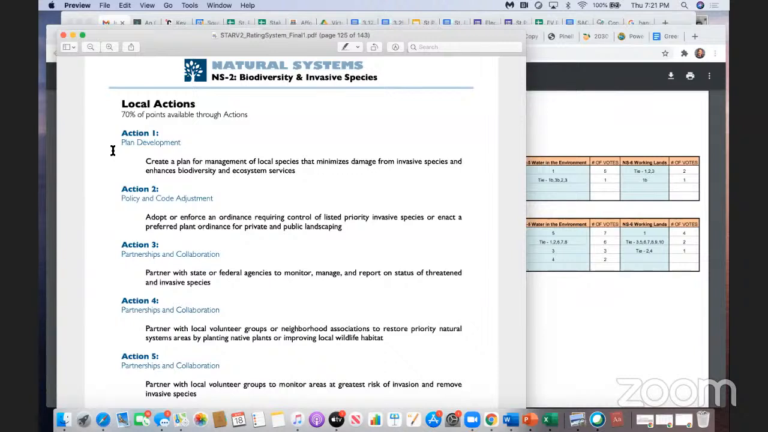Also, item number 2 received 7 votes, and that is under policy and code adjustment: adopt or enforce an ordinance requiring control of listed priority invasive species, or enact a preferred plant ordinance for private and public landscaping. My understanding is that we actually already have that. Right. I don't know, that's part of the land development code update, is that they are reviewing the plants that are on the invasive list and also reviewing plants that we want to include on the preferred plant list. And that's what Shannon weighs in on, and has really good working knowledge of collaborating with them. So I think that we should definitely keep 2 in there.